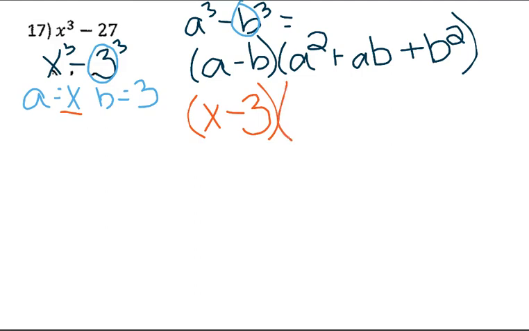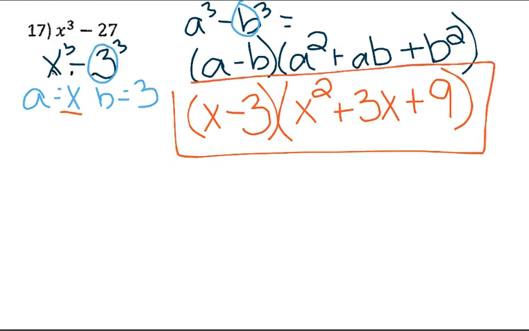The next part of the formula says a squared. Well, my a is x, so I'm going to plug in x squared, plus a times b, so x times 3 is 3x, plus b squared. Well, 3 squared is 9, so I can go ahead and simplify that to be 9. And that's it for difference of cubes. I have now factored that polynomial.